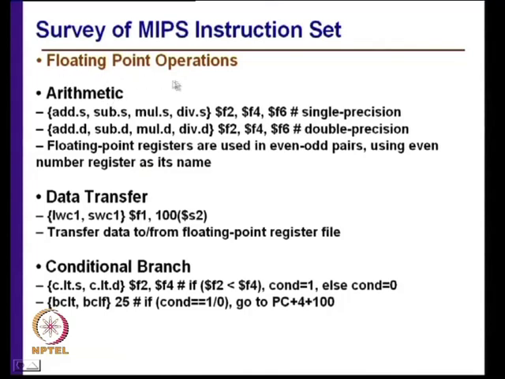Then it will perform various floating point operations. So various arithmetic operations, single precision and double precision, and floating point registers are used in even odd pairs. Whenever you are using double precision, you will require two registers. So even odd pairs are used, and you use the even number register as its name. You have to give the name of a register, but it will involve two registers. Similarly, you can do data transfer involving floating point operations, to and from the floating point register file, and conditional branch can also be done based on floating point result. Depending on whether the condition is satisfied or not, the branch will take place or not. So different types of conditional branches involving floating point operations are also provided as part of the instructions.